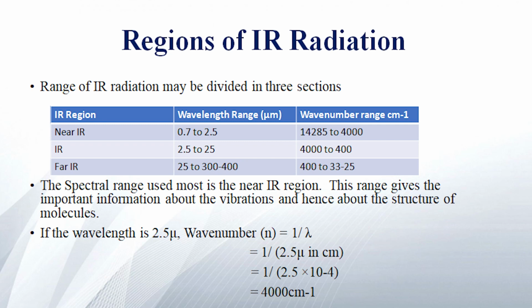The spectral range used most is the mid IR region, which gives information about the vibration and hence the structure of the molecule. Suppose you know the wavelength of the sample, say the wavelength is 2 micrometers, then you can calculate the wave number. The relation between wavelength and wave number is n is equal to 1 by lambda. Substituting the value, we get the wave number as 4000 centimeter inverse.